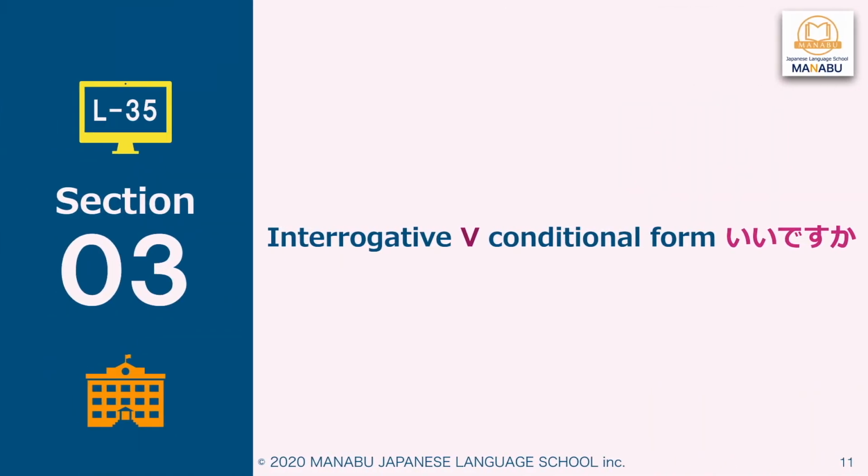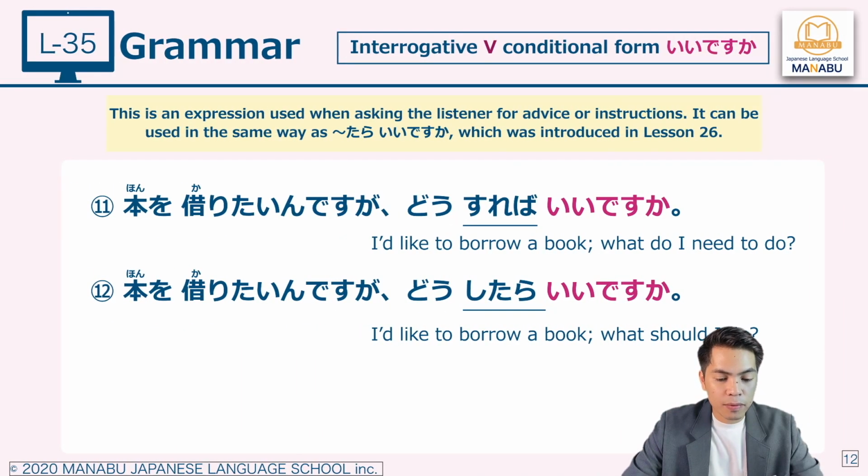Grammar point number 3. Interrogative verb conditional form. I desu ka? This is an expression when asking the listener for advice or instructions. It can be used in the same way as nani naritara ii desu ka, which was introduced in lesson 26. So let's read example number 11. Hon o karitain desu ga? I want to borrow a book.